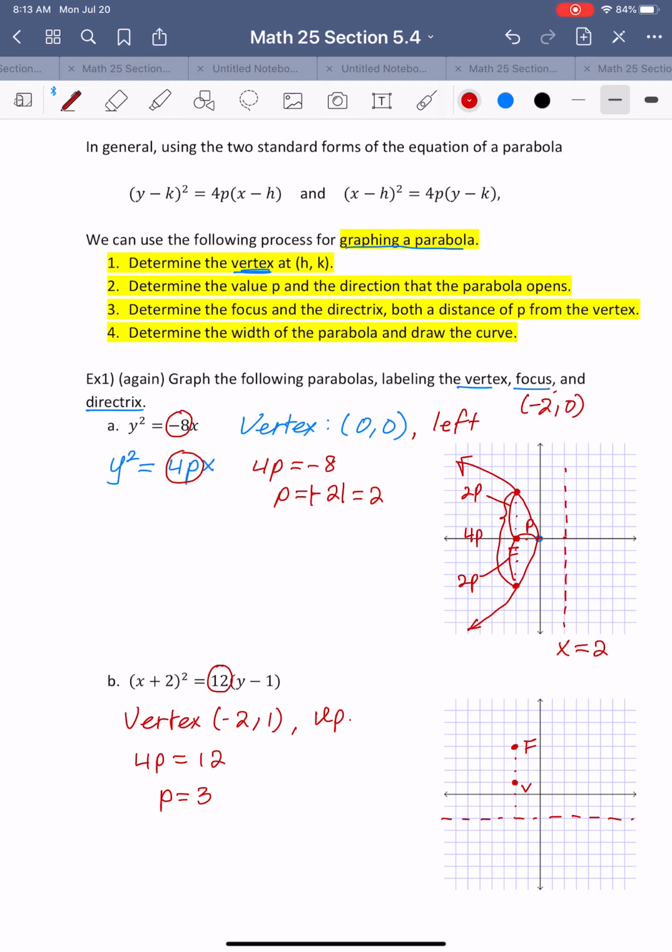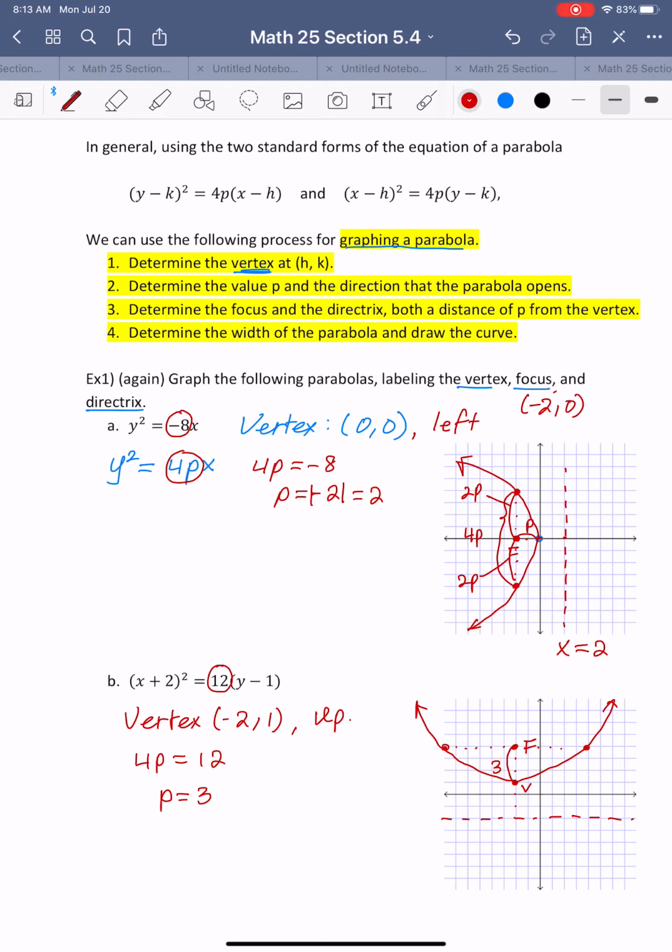And then in order to get a nice graph, since this is a 3, right? I need to go 6 to the right and 6 to the left from the focus, okay? So 1, 2, 3, 4, 5, 6. To the left, 1, 2, 3, 4, 5, and 6, okay? And then this is the parabola that you're looking for. So that's the parabola.